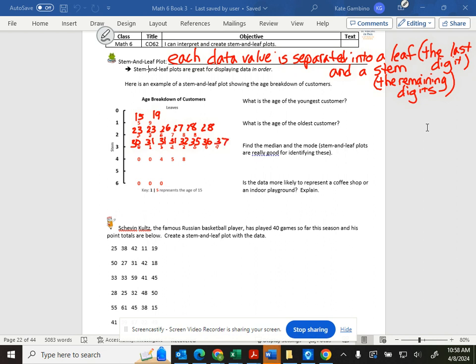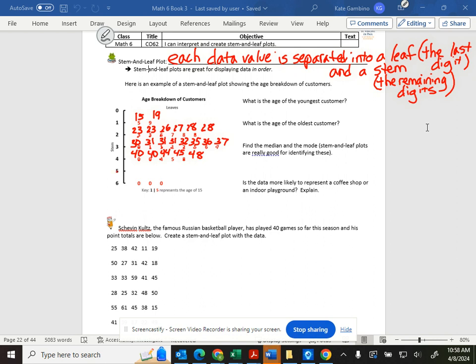Now our next row has a 4 for a stem. So what is our 0? What age does our 0 represent? 40. Our next 0. 40. 4. So 44. The 5 is what age? And the 8 is what age?